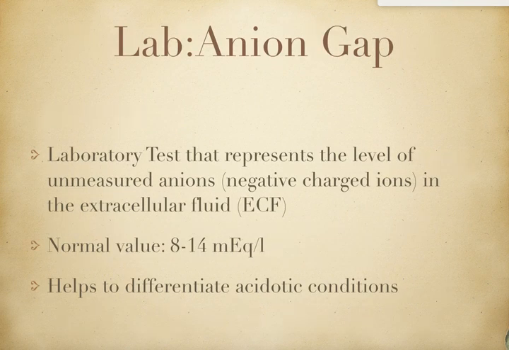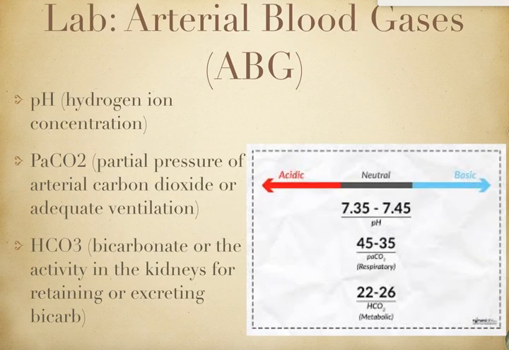There's one lab that I just want to touch base on to make sure you've been aware of it, and that's anion gap. It's a laboratory test that represents the level of unmeasured ions in the extracellular fluid. The normal value is 8 to 14, and it serves to help differentiate between different acidic conditions. We take that into consideration along with the ABGs. So ABG is 3 key components: your pH level, your PaCO2 level, and your bicarb level.